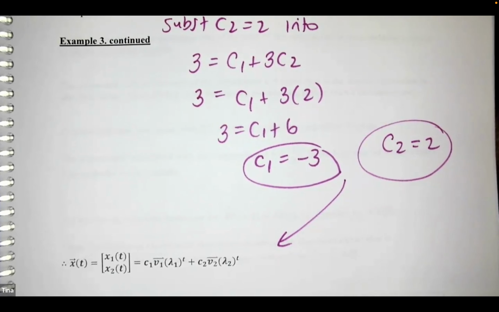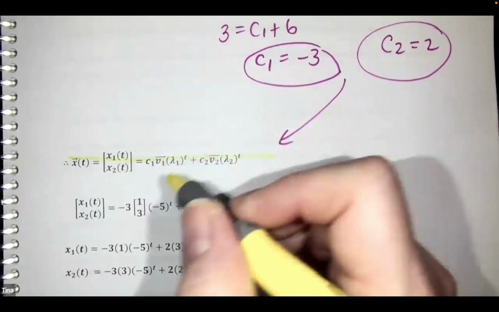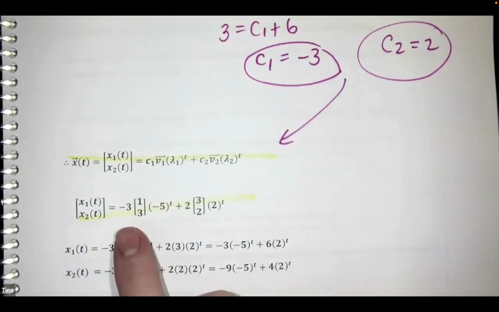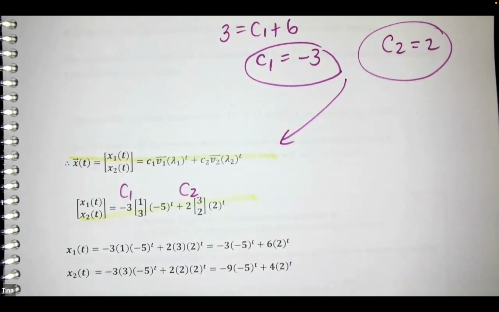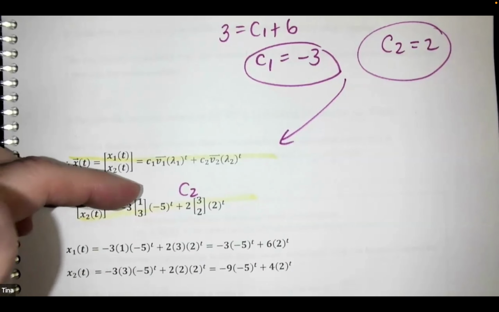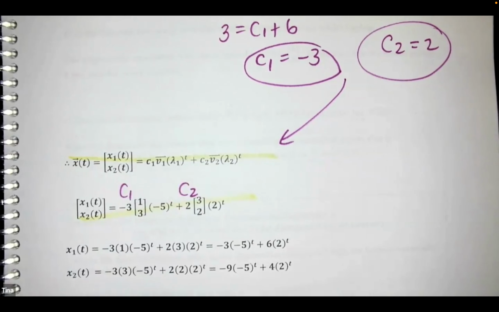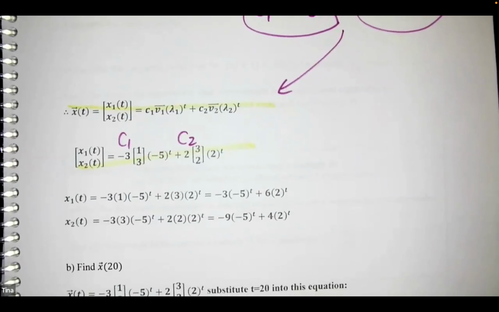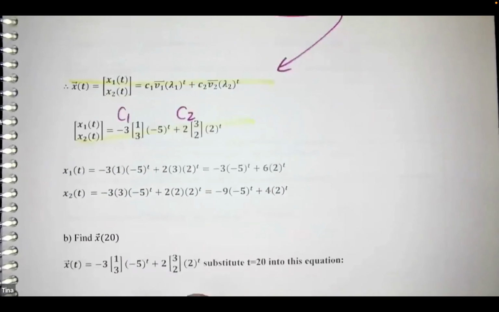And so we can just put those constants back in front of our eigenvectors and put our eigenvalues in. And this is our formula. And all I did here was put the C1 and the C2 in front, right, from the last page. If they want them separate for x1 of t and x2 of t, then x1 of t would be the top of everything. So -3 times 1 times -5 to the t, plus 2 times 3 times 2 to the t, and then x2 would be the bottom. Okay? And of course, -3 times 1 is just -3, and 2 times 3 would just be 6 there.